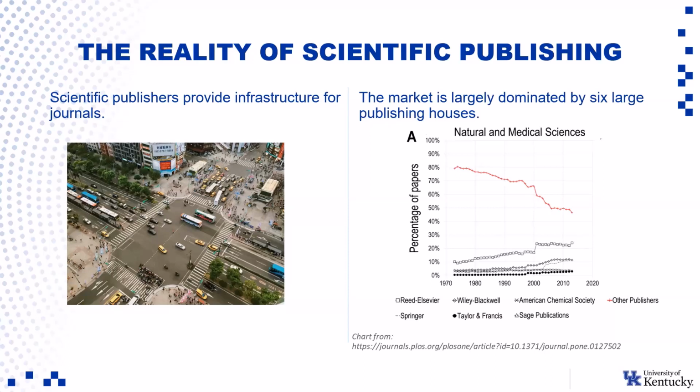It likely won't be surprising that the market is largely dominated by 6 large publishing houses: Elsevier, Wiley Blackwell, American Chemical Society, Taylor and Francis, Springer Nature, and Sage. The proportion of scientific output published in journals under their ownership has risen steadily over the past 40 years, and you can see that on the graph on the slide. And they control more than 50% of the market between them.